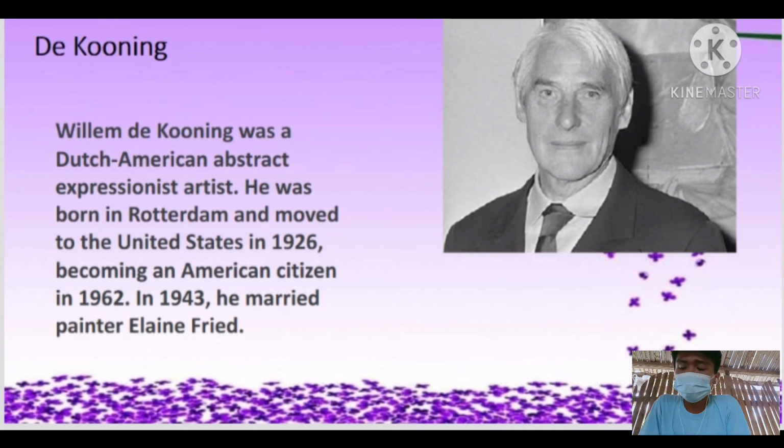Another painter of abstract expressionism is de Kooning, or Willem de Kooning. He was a Dutch-American abstract expressionist artist. He was born in Rotterdam and moved to the United States in 1926, becoming an American citizen in 1962. In 1943, he married painter Elaine Fried.